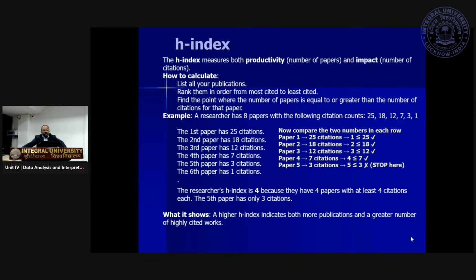So find the point where the number of papers is equal to or greater than the number of citations for the paper. So here is an example of the index. A researcher has 8 papers with the following citations.